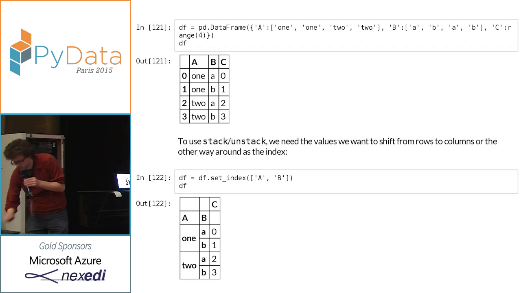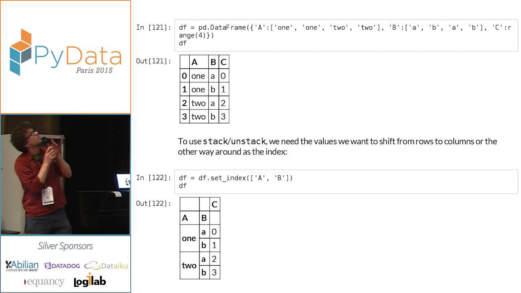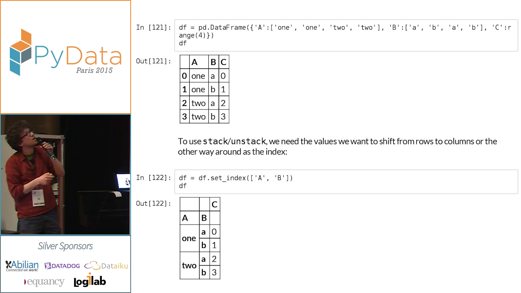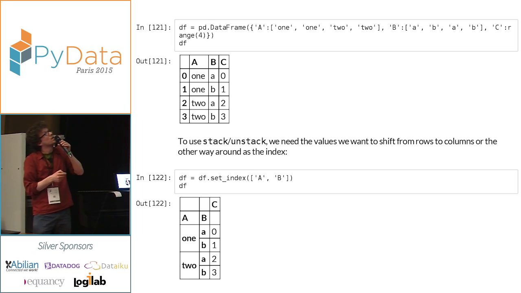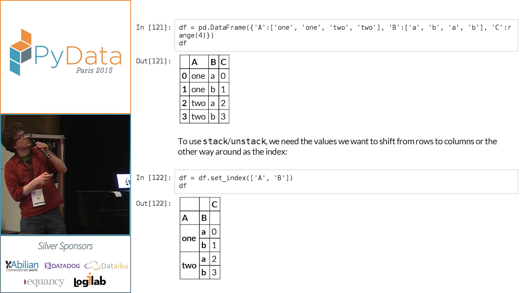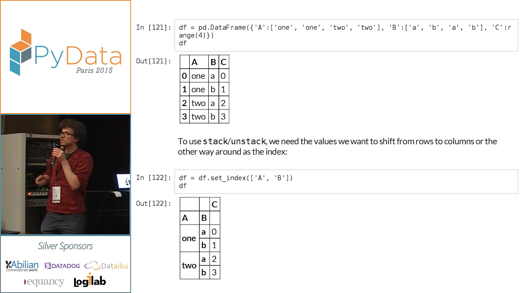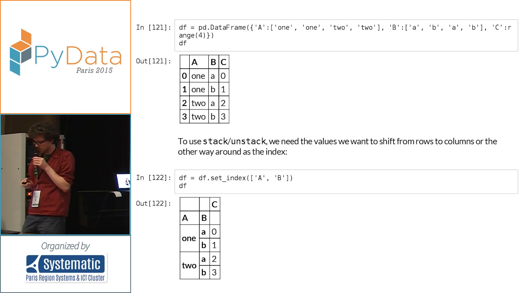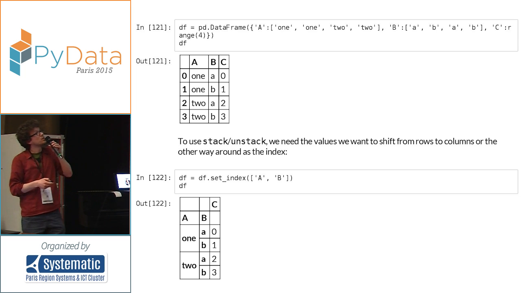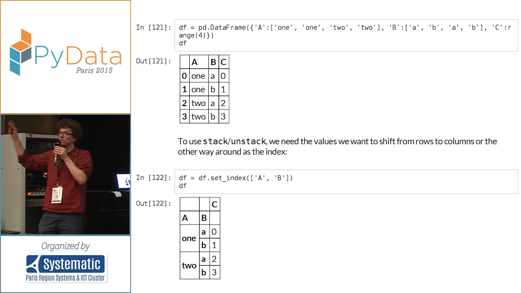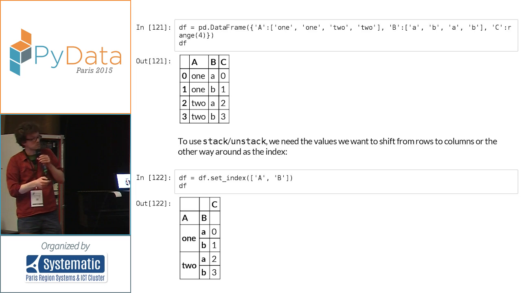So to use the same data frame as in the picture, we have this one. This is the data frame we start with. What is important to know with stack and unstack, you always need the columns or the values you want to shift from the row to the column, or the other way around, as index values. So I set here the A and the B column as the index.